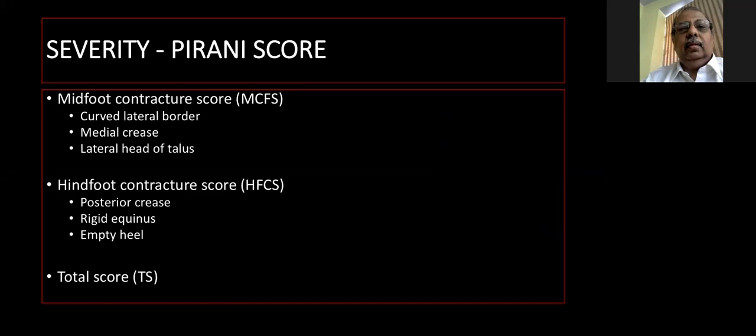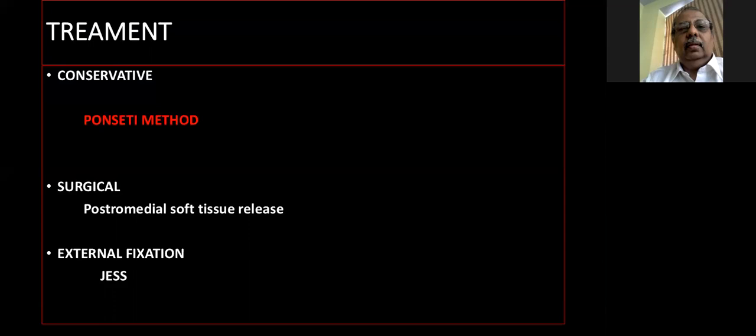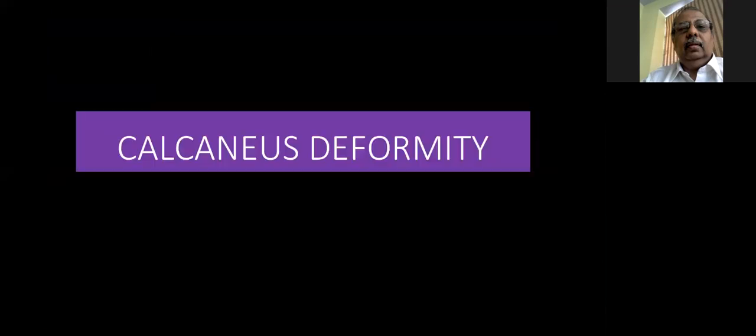The severity is assessed by the Pirani score. I think you are all aware of the Pirani score, and it takes hardly 30 seconds to score it, and you should repeatedly do it in the clinic, so that when you are asked to do it in the exam, you should be able to do this. As far as the treatment, I will not go into the details. It is the Ponseti method that has revolutionized the treatment. The other methods are the surgical treatment, the posteromedial release, and external fixators.